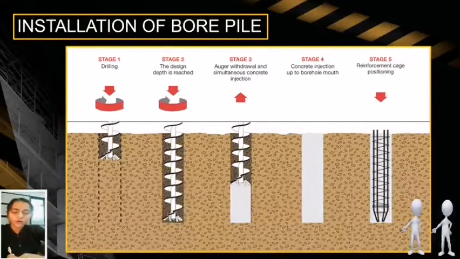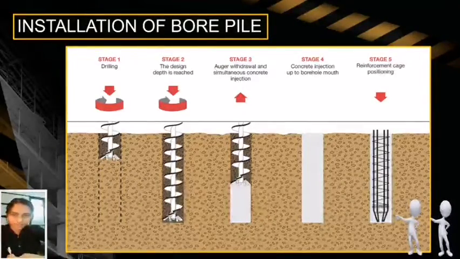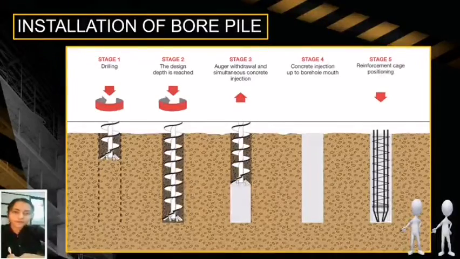Stage 4, the concrete injection will fill up to the mouth of the borehole, and the concrete type recommended is Portland type. Stage 5, the reinforcement cage positioning to enhance the structure stability and strength.